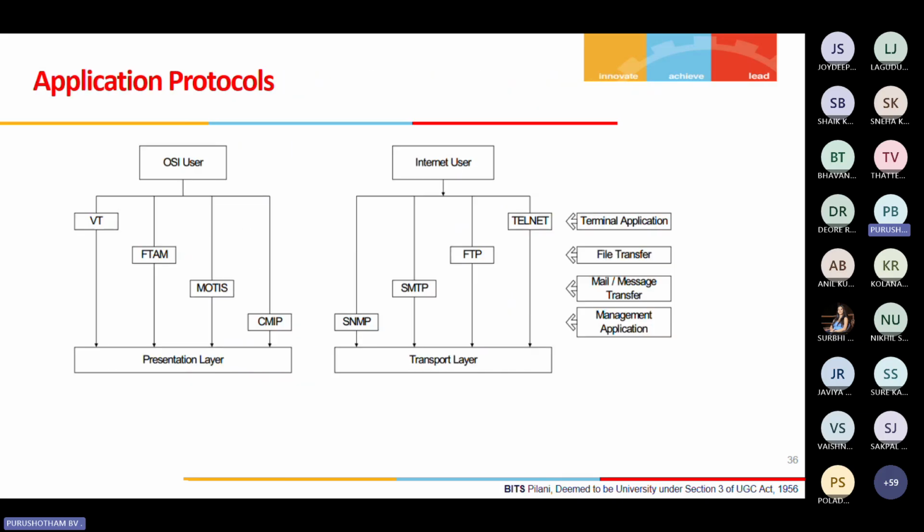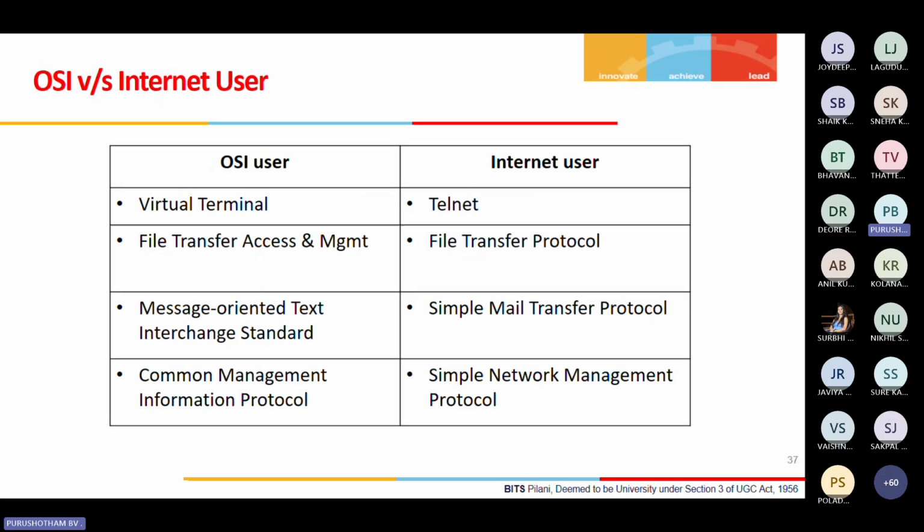Both OSI and internet users are going to be using a lot of protocols, like Telnet, FTP, SNMP, and so on. Equivalents of them are virtual terminal, FTAM, MOTIS, CMIP, etc. That was the concept, but now throughout the world we use the internet model only. So these are the differences between the two, OSI users and internet users. Virtual terminal is Telnet, file transfer access management is the file transfer protocol, message oriented text interchange standard is the simple mail transfer protocol, and common management is the simple network management protocol.